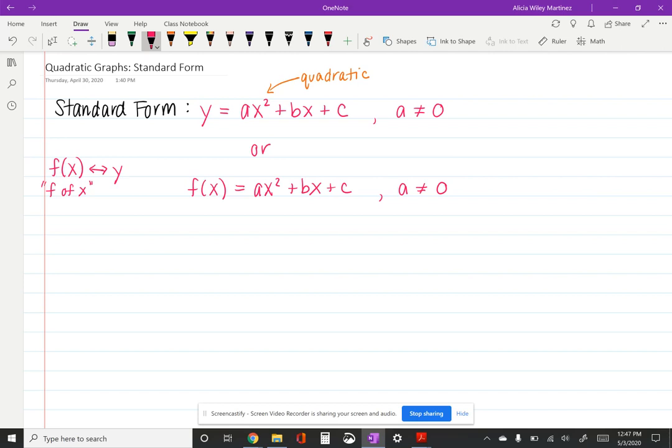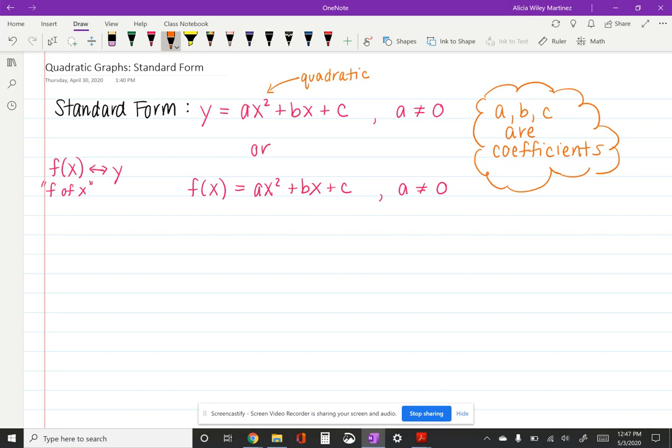Okay, so in this standard form, another thing to remember is that these values of a, b, and c represent our coefficients. So those will be numbers. They can be positive, negative, they can be big, small, fractions, or not. They can be 0 except for a. A is the only one that cannot be 0.